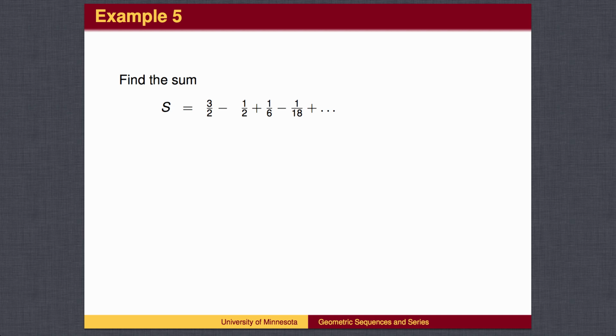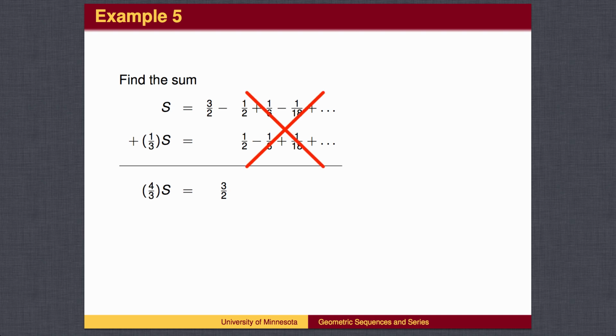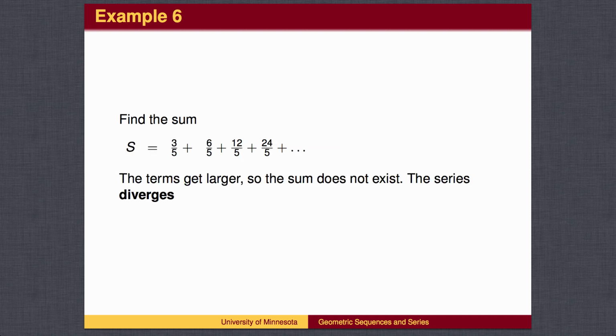Here's an alternating sum. Again, we multiply by the common ratio of 1/3. In this case, the terms will cancel if we add. Again, every term except the first cancels. And we can solve for s. Recall that we rely on the fact that the terms shrink to 0 as we go to the right.